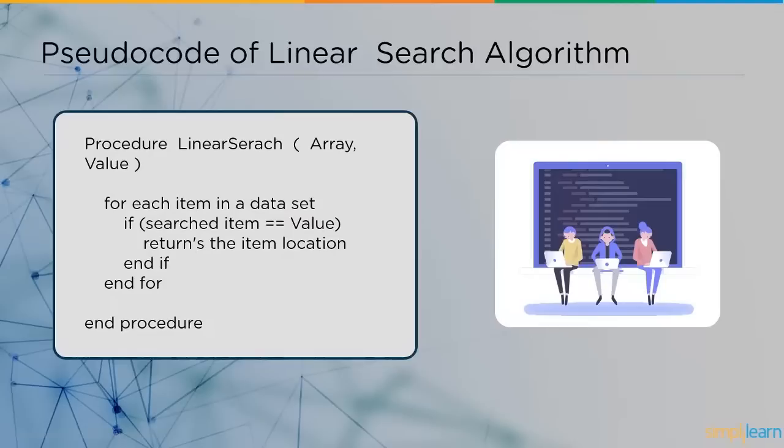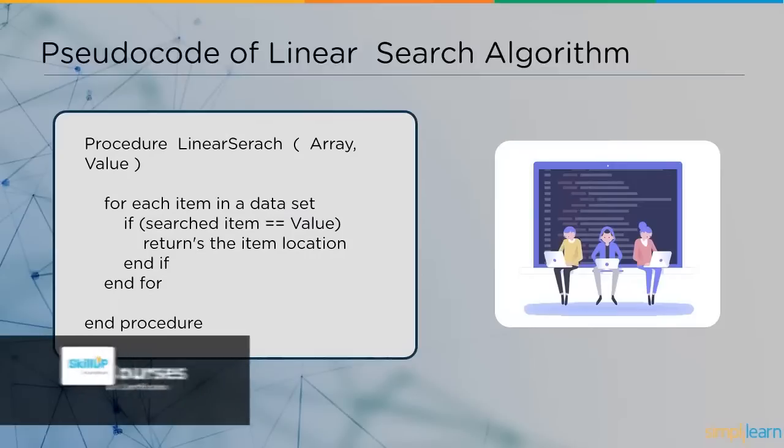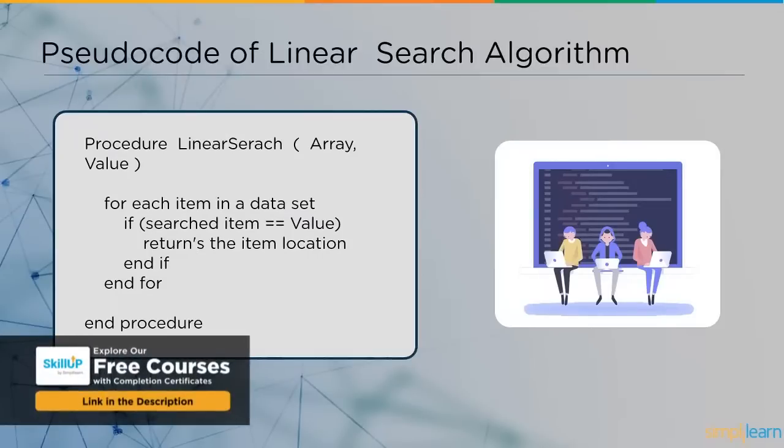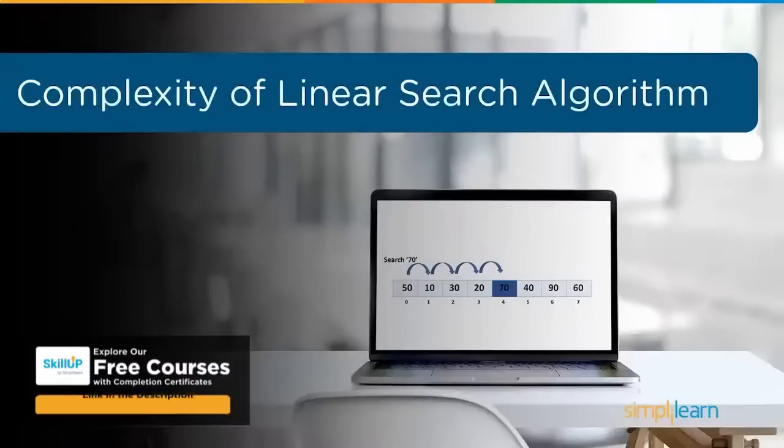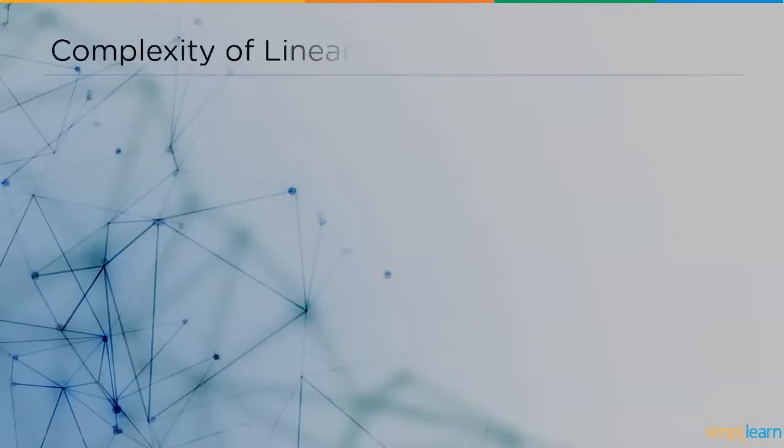Now we must stop searching once the searched value has been discovered. Then we will close our if and for loop as well as the linear search function. We will now look into the complexity of linear search algorithm after comprehending the pseudocode.